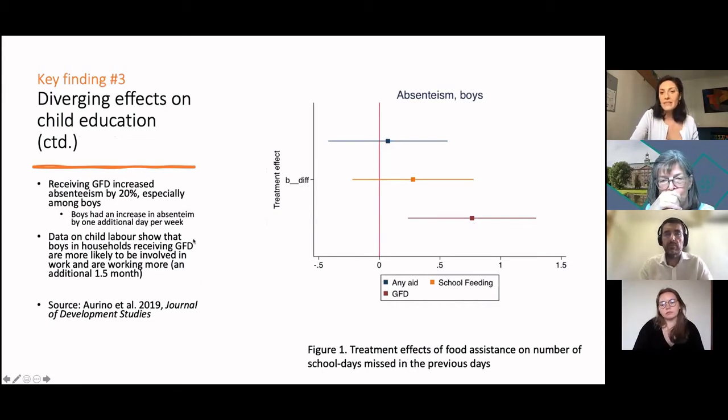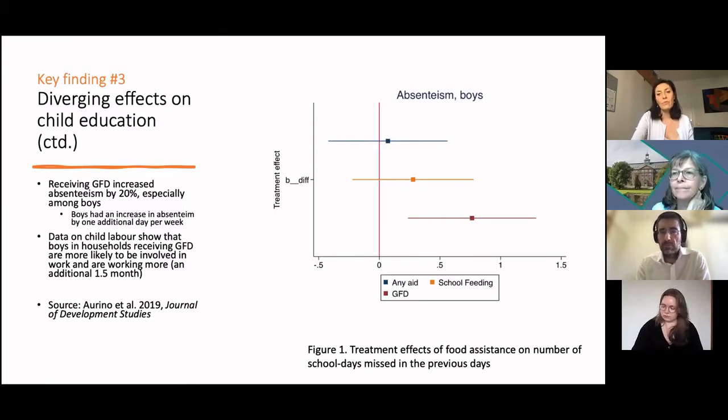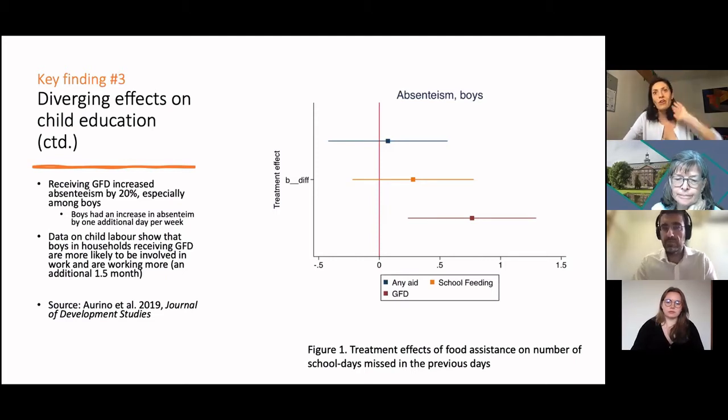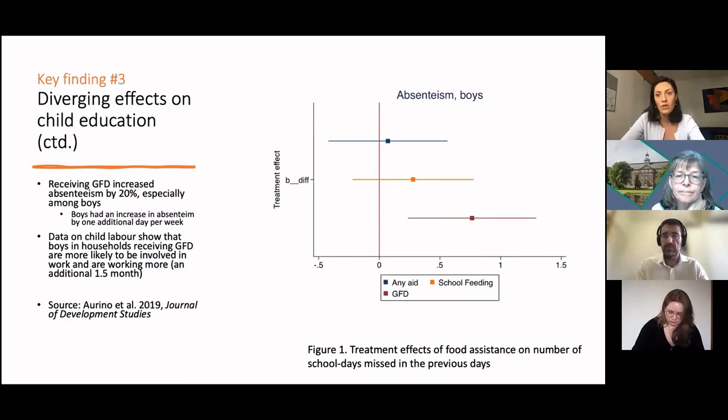So this effect is tangible in the sense that a child whose household was receiving GFD was more likely to be absent from school an additional day per week as compared to comparison kids, okay? And when we looked at child labor, we see that kids that are more absent are not loitering around, they're actually working more on the farm.